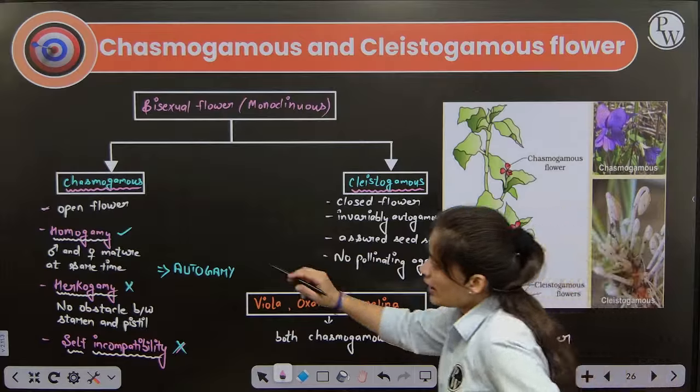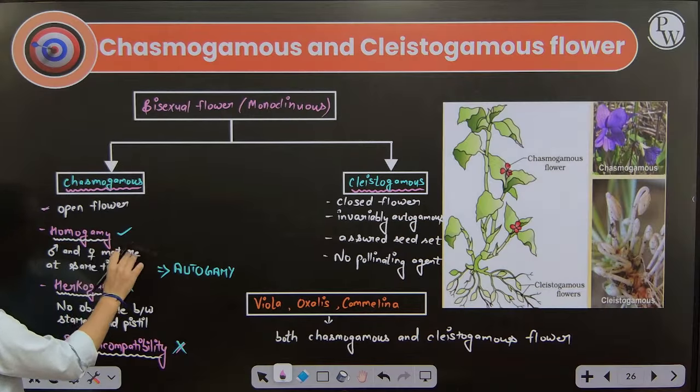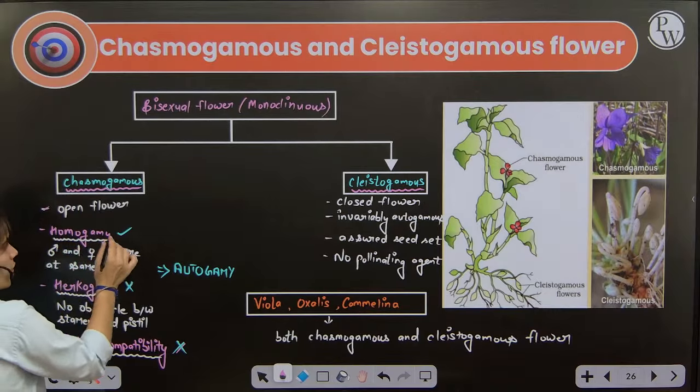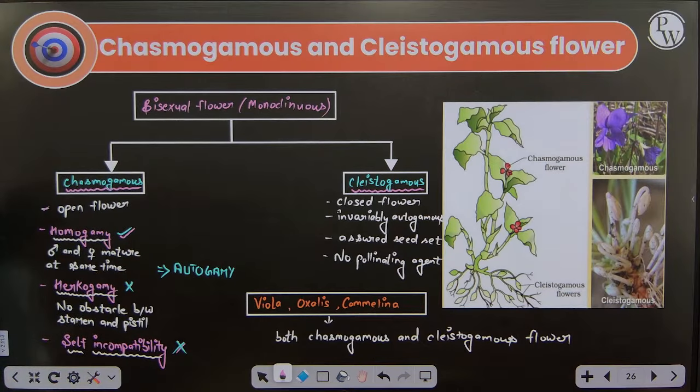See, if both male and female parts mature at the same time, that is homogamy. So if homogamy takes place, there are chances of autogamy in those plants. Second thing, there should be no obstacle between stamen and pistil. If there is an obstacle, that condition is known as hercogamy. So hercogamy should not be there. Then chances of autogamy can increase.